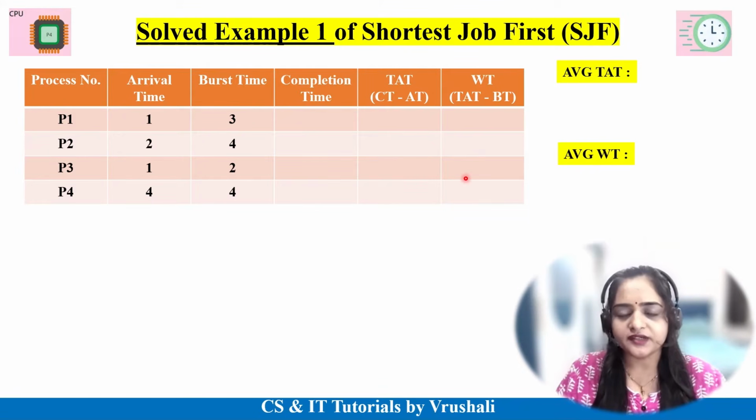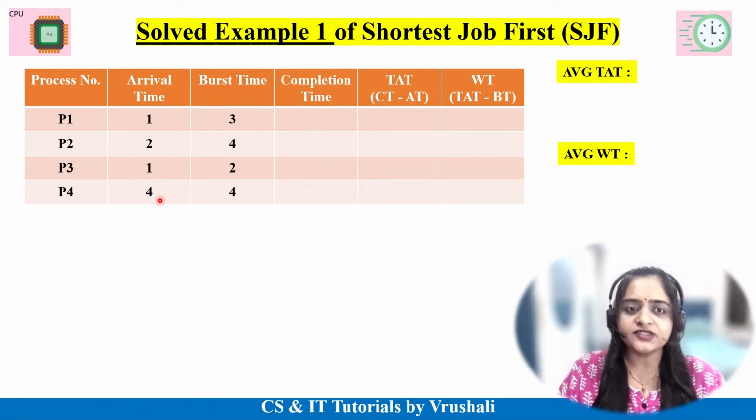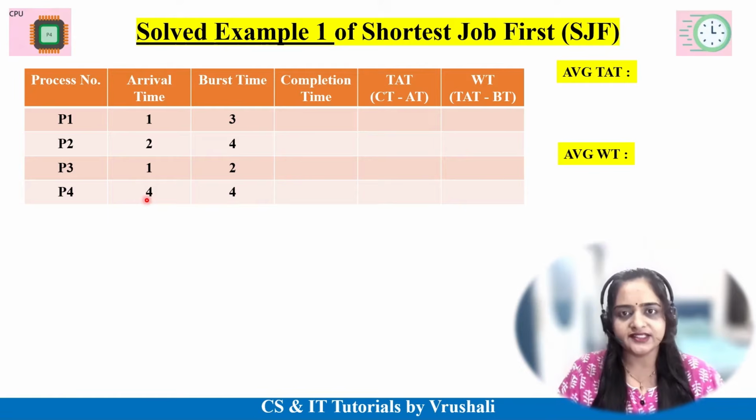Now, the first step is you need to analyze which data is given and which data you need to find out. See here in this particular table. There are total 4 processes: process 1, process 2, then P3 and P4. Clear? Now arrival time is given. P1 arrived at 1, P2 arrived at 2, P3 arrived at 1 and P4 arrived at 4. So let's assume that 1 means 1 o'clock, 4 means 4 o'clock in this way.